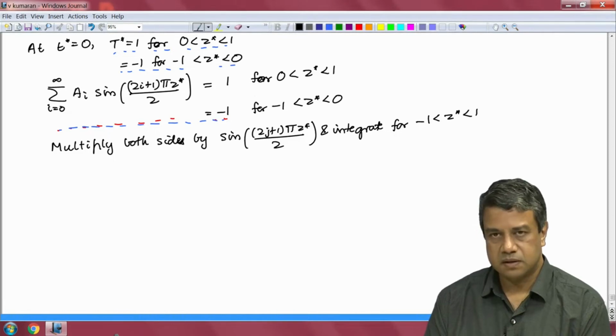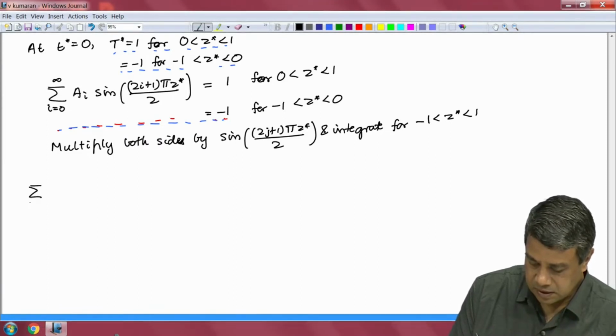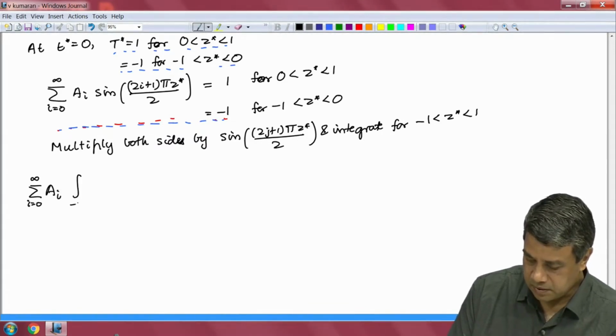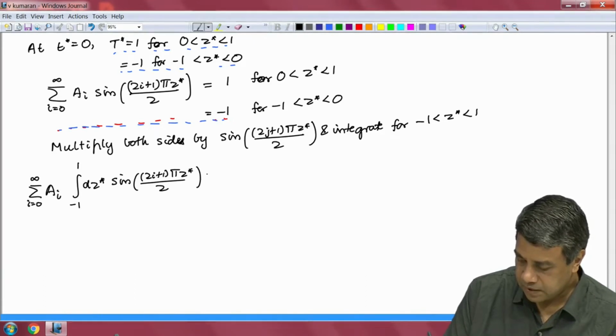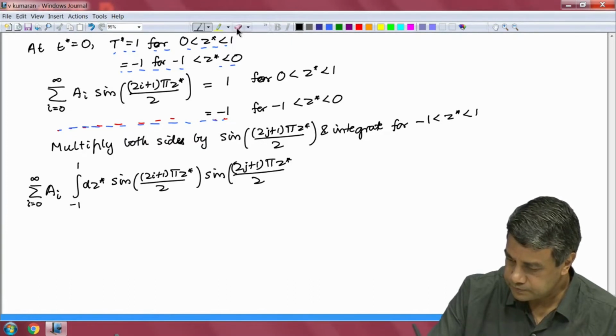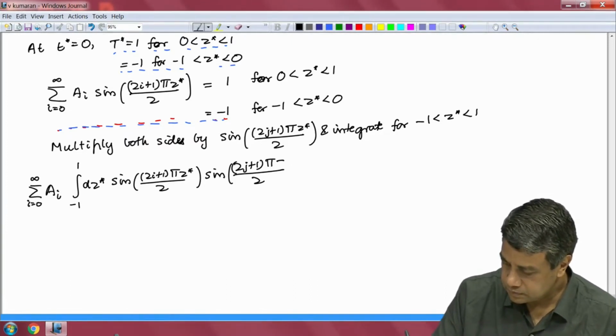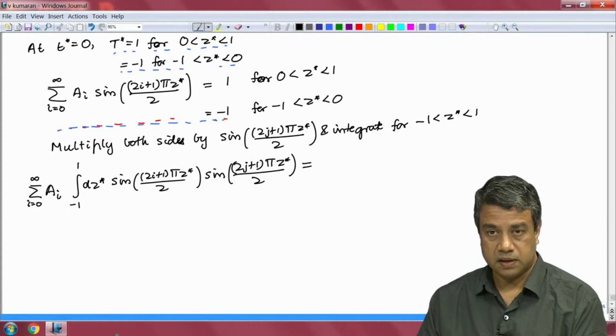So, if I apply that procedure, I can take the summation outside: summation a_i, integral between minus 1 and 1 dz star, sine of (2i plus 1) pi z star by 2, sine of (2j plus 1) pi z star by 2, is equal to 1 for 0 to 1.